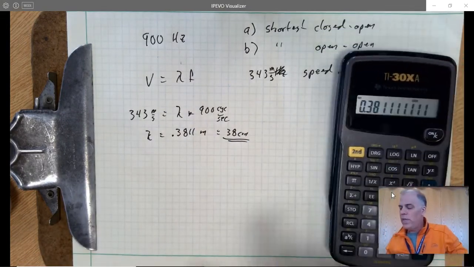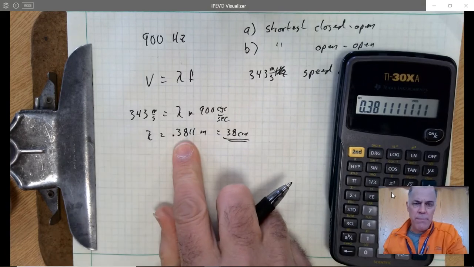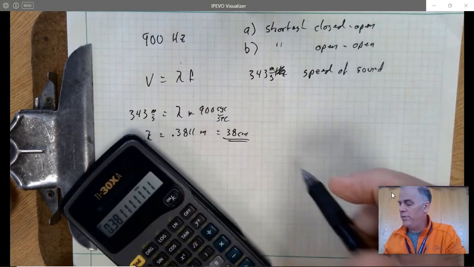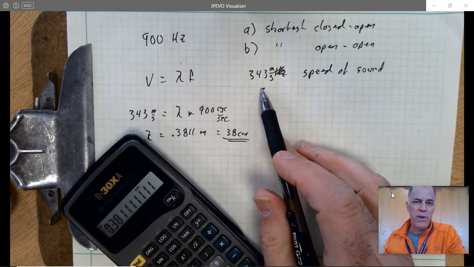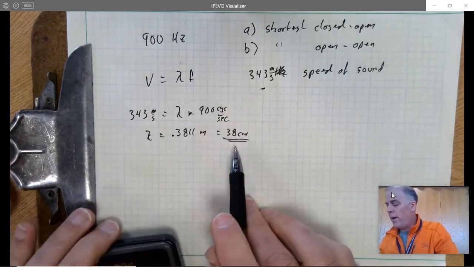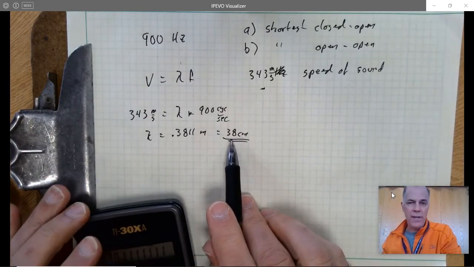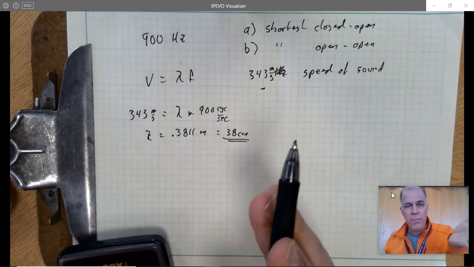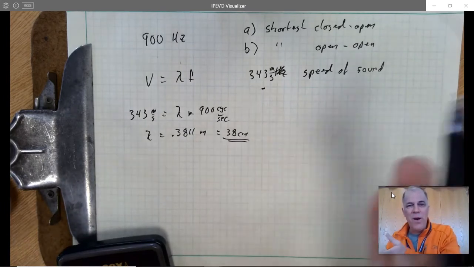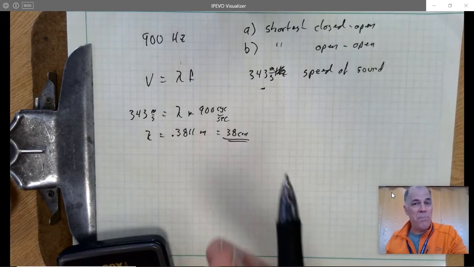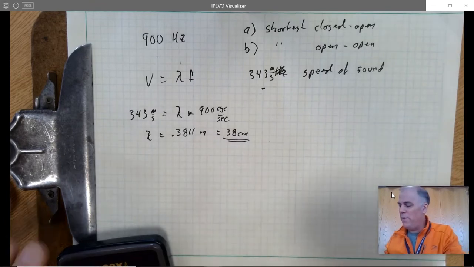Okay. It's fine to round it off, particularly in this context, because the speed of sound is approximately 343, but yeah, there we are. Anyway, so we have our wavelength. Lambda is 38 centimeters. So now we have to think about what is the shortest amount of that wavelength that we can fit in a pipe and still have it resonate to make a tone.